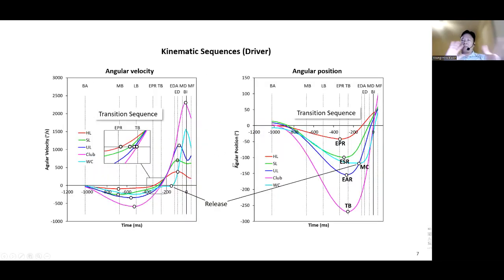So this way we can add a lot more events to the typical P positions. But that's why the P system is not good enough in terms of analyzing the swing motion. In the instructions, you can use the P system to roughly mean certain positions. But when we have in-depth analysis of the swing motion, then the P system is not enough.